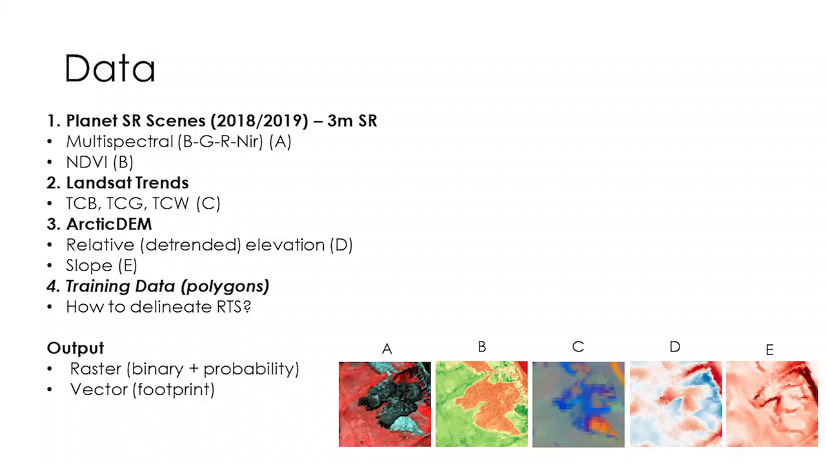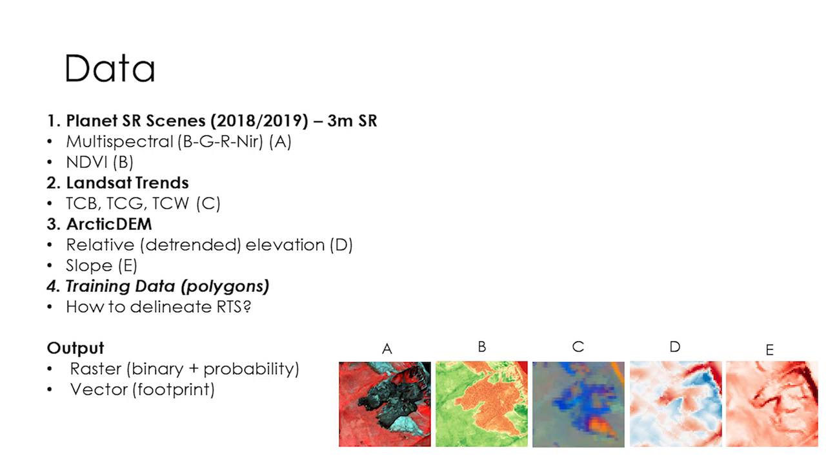Now let's come to the data that we used. We used mainly Planet surface reflectance scenes from 2018 and 2019. They have a spatial resolution of 3 meters. They contain 4 bands, which you see here on panel A, so they are multispectral in blue, green, red, and near infrared. Here on the bottom you see an example of a thaw slump in the Horton region, which is pretty big, in a color infrared image.